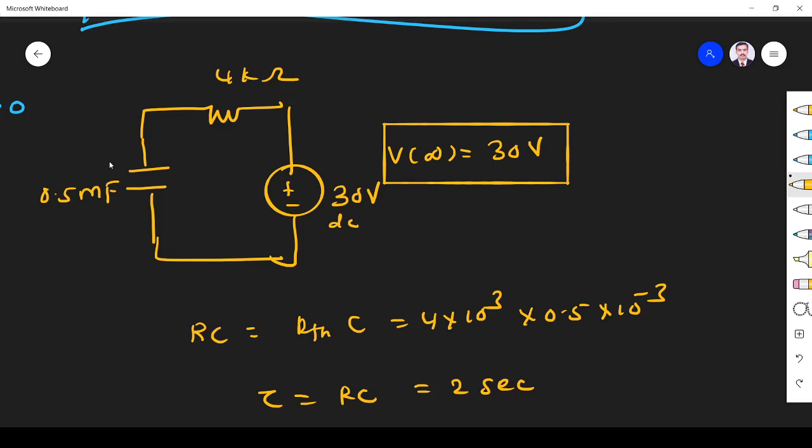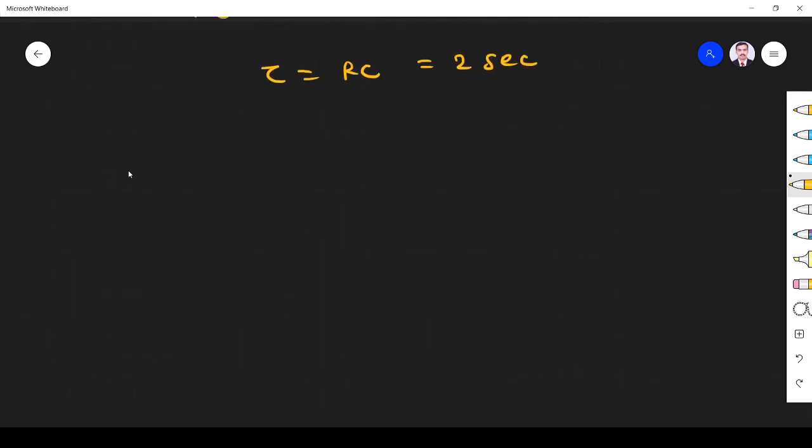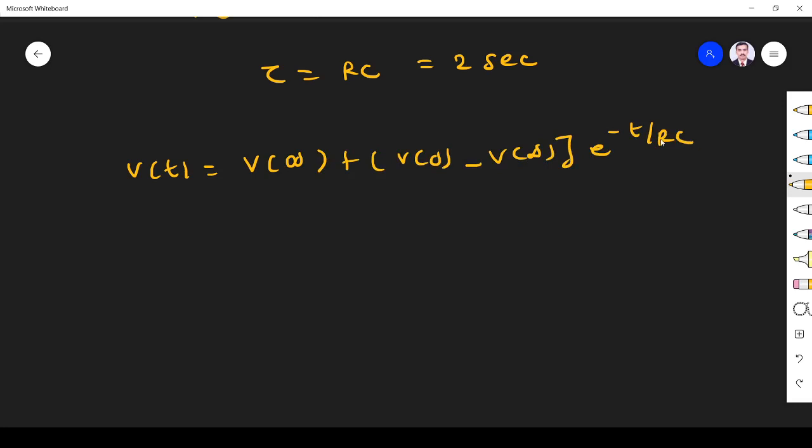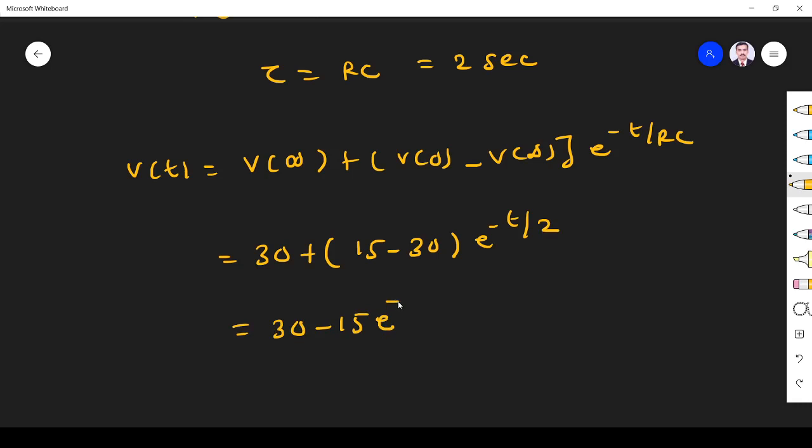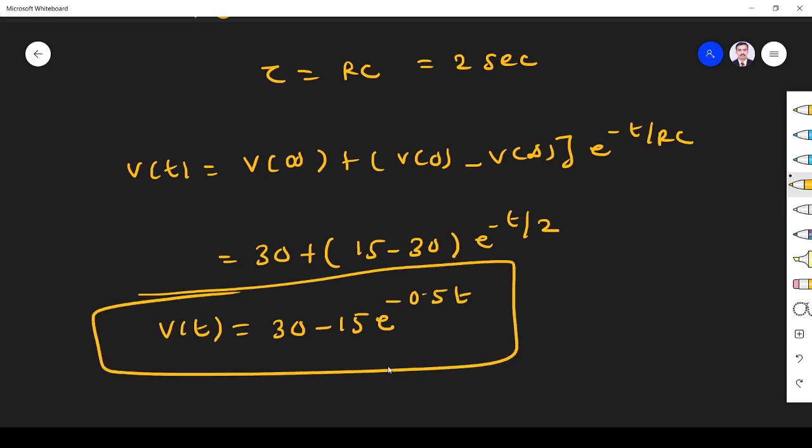Now what is the formula? The voltage across the capacitor V(t) is equal to V infinity plus V0 minus V infinity, e power minus t by RC. V infinity we found is 30, V0 is 15, e power minus t by 2. So it will be 30 minus 15 e power minus 0.5t. This is the voltage across the capacitor, right?